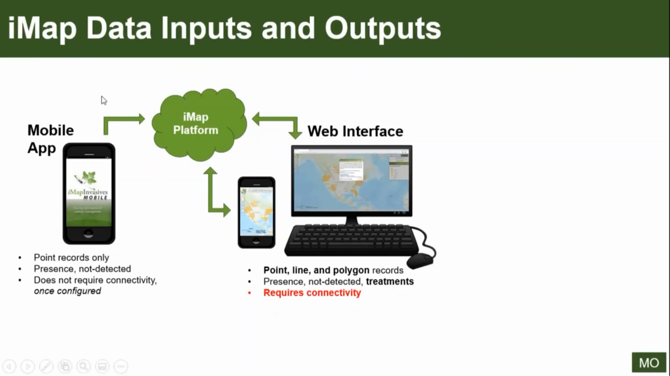And then, to help people who need to report out in the field when they don't have internet connection, we have the iMap mobile app, which is a very simplified version, which just lets you do point records, presence and not detected, but the benefit is that you can do it out in the field without internet connection.